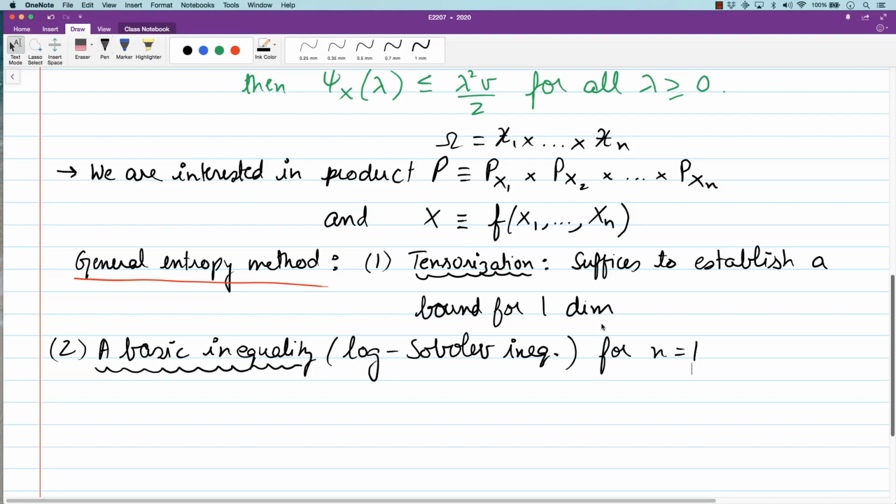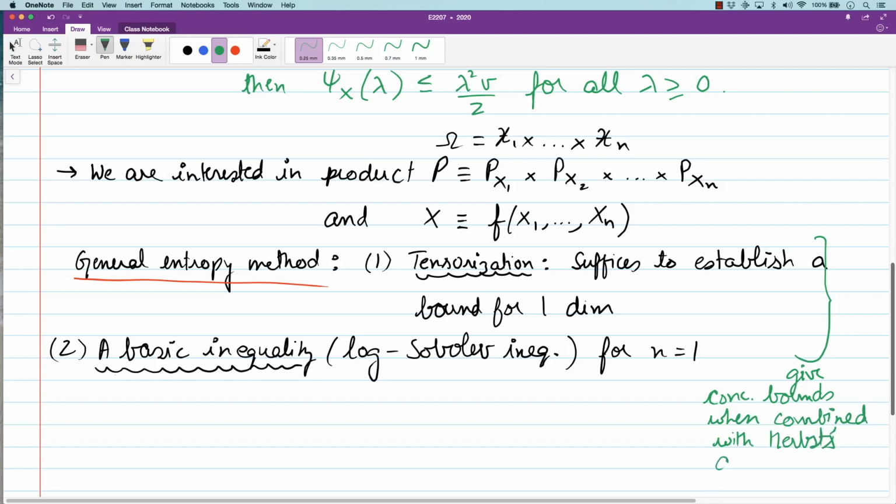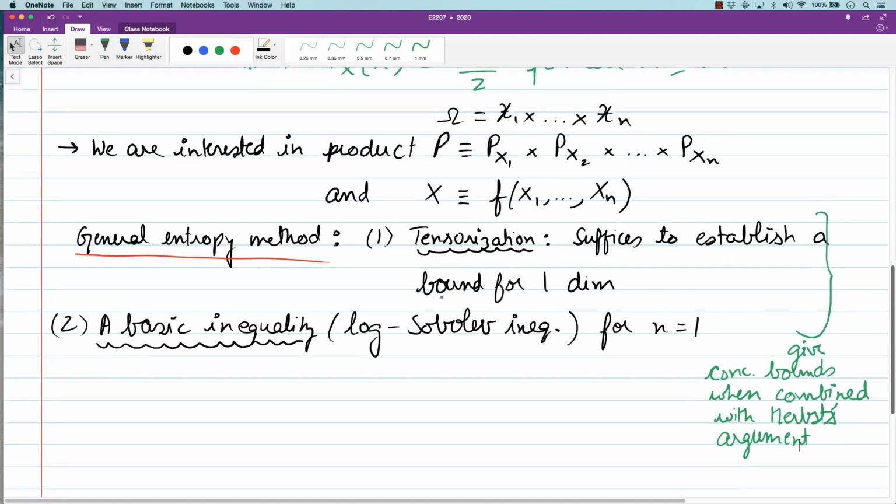Once we have these two things, combined with Herbst argument we get a concentration bound. Okay, that's the general plan here. So let me show you both these steps now.